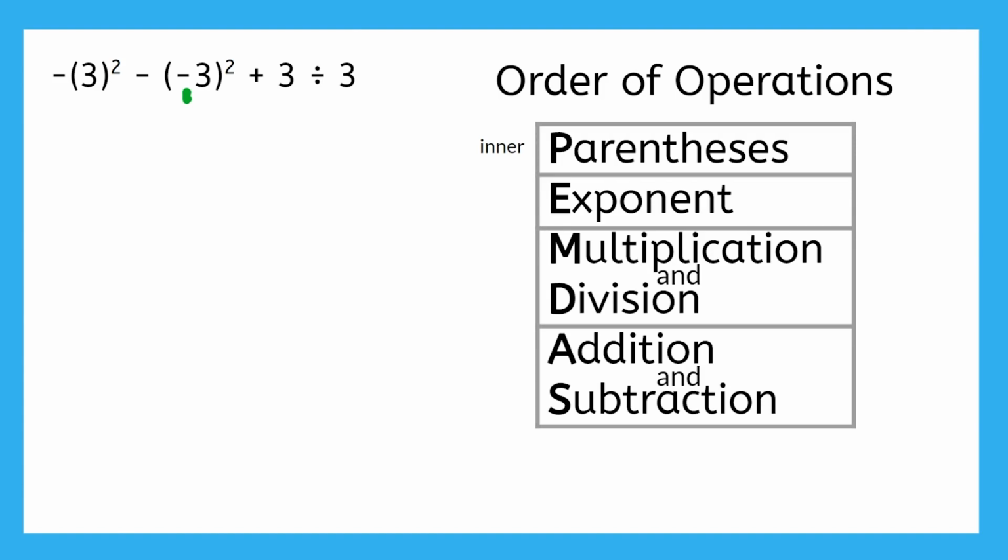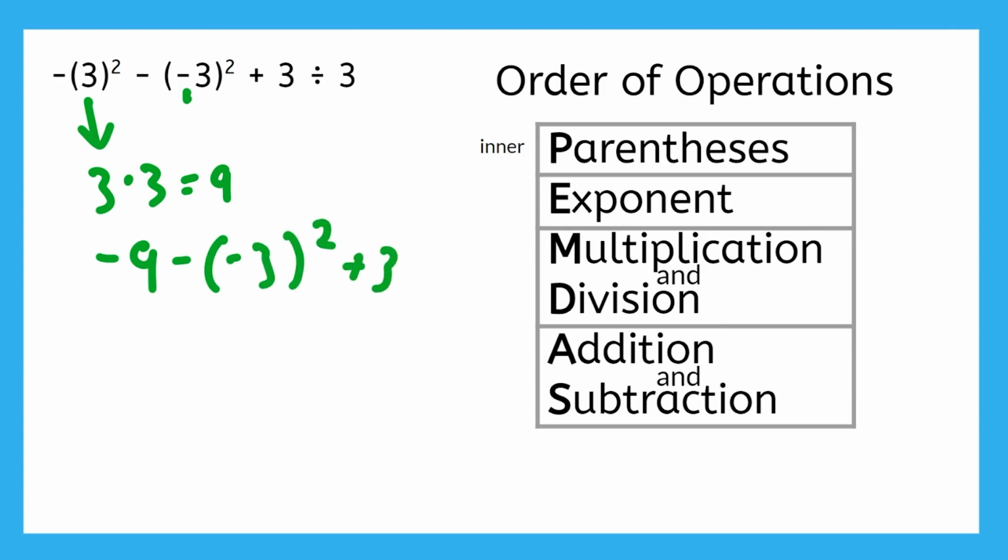The first one is -3 squared. Notice that the negative is outside the group being squared. So only the 3 is squared. And the negative will be tacked on afterward. 3 squared, or 3 times 3, is 9. And then we tack the negative on for -9.